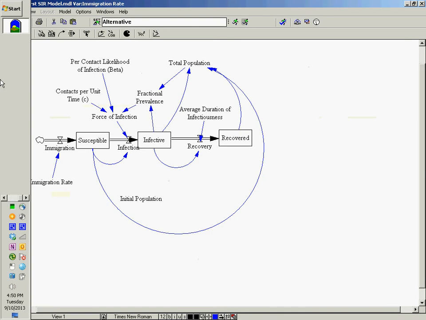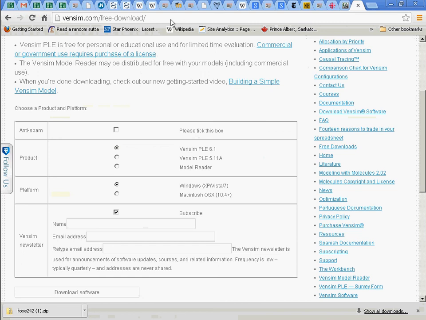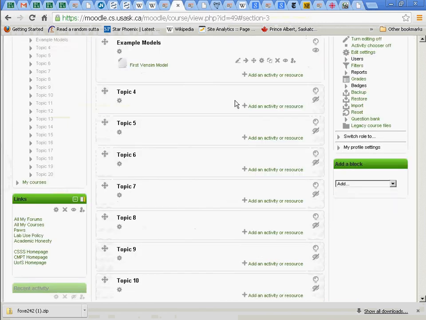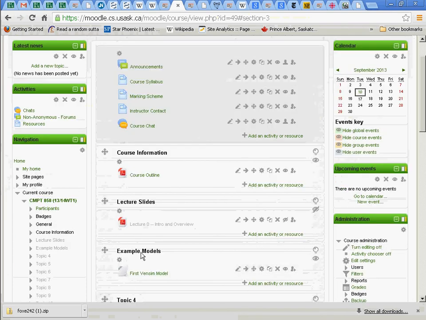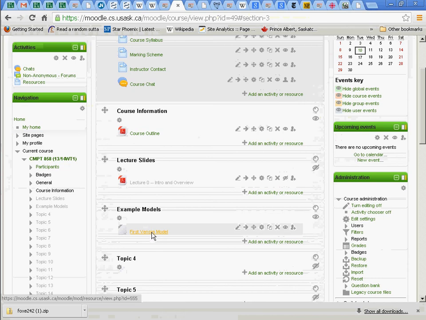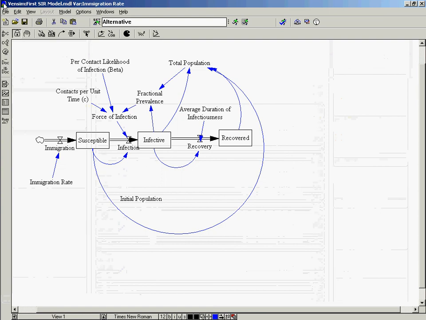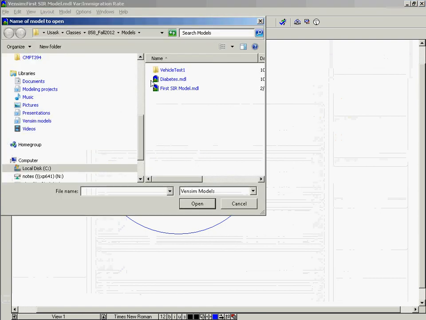I think we built this up in about 45 minutes in a previous class. This is actually from the class last year. Oh, you don't see it? Did I put it in my... okay, maybe it's hidden. Give me a second. First Vensim model. So under example models. Yeah. Okay. So you can download it, and it should be a so-called MDL file. It's a Vensim model file, and you can go open it and find it.